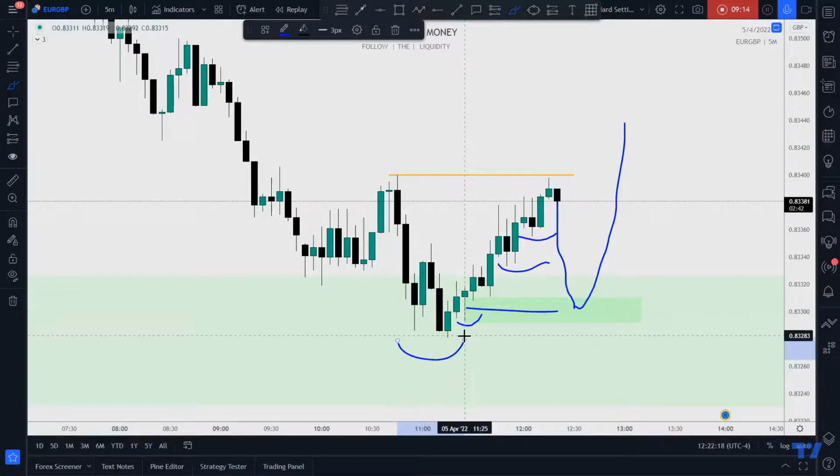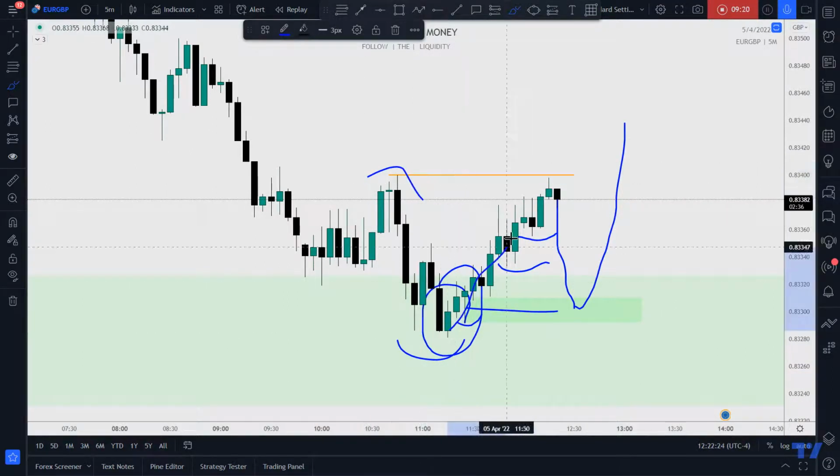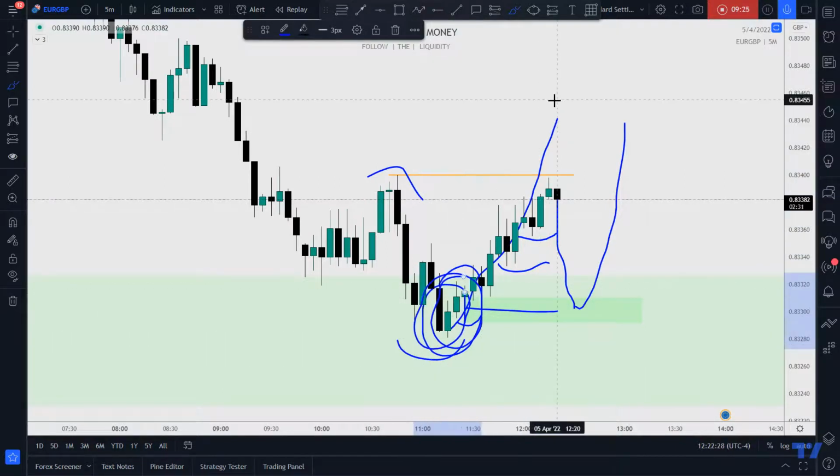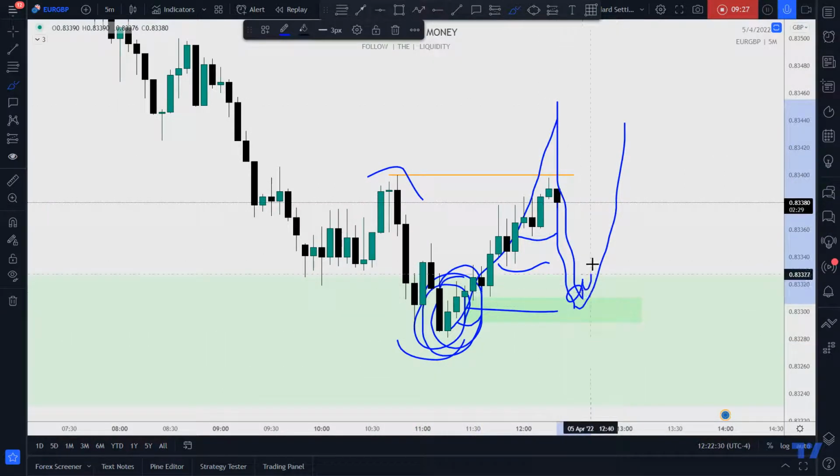What I'm looking for is a strong low. And what is a strong low? How would I know it's a strong low? Because it broke this high. I need this high to be broken, this as its origin, for price to come back, and then we could take longs.